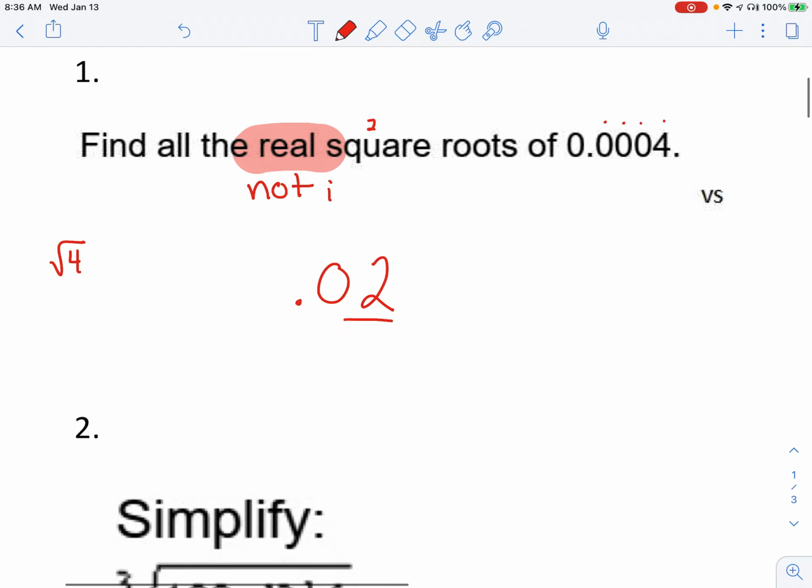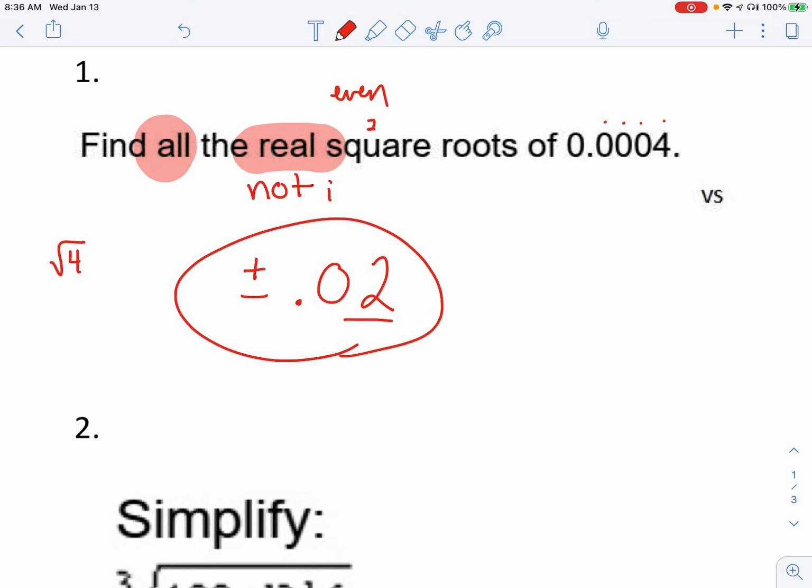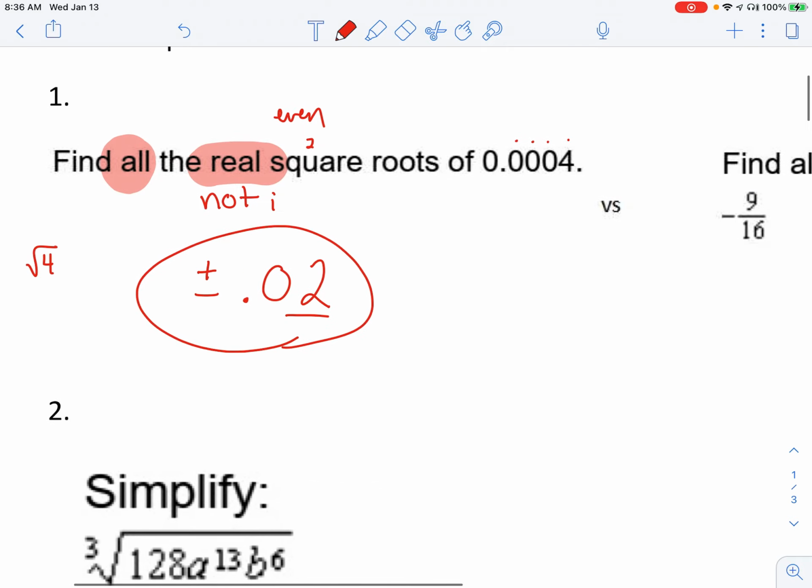So it does say find all of the square roots. That word is all, and square roots is even. So that's a positive and a negative 0.02. In other words, both of those things squared would give you that answer.